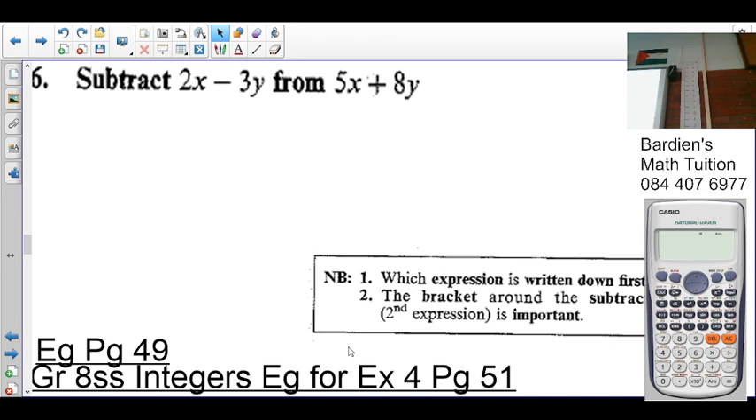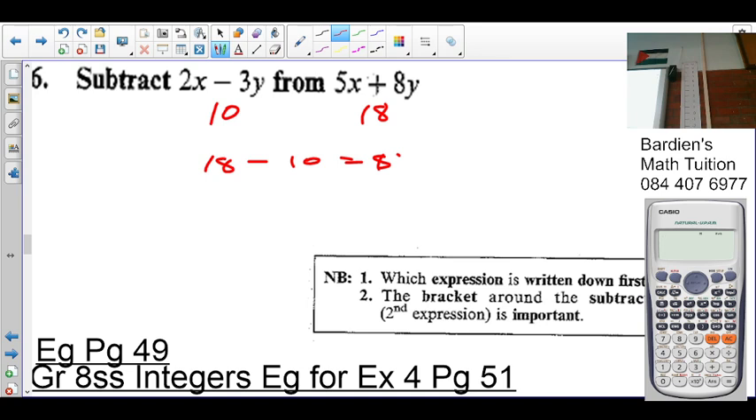People, question 6 is subtract 2x minus 3y from 5x plus 8y. So let's take a step back. If the sum had read, subtract 10 from 18, what would the calculation have been? 18 minus 10, which is 8.